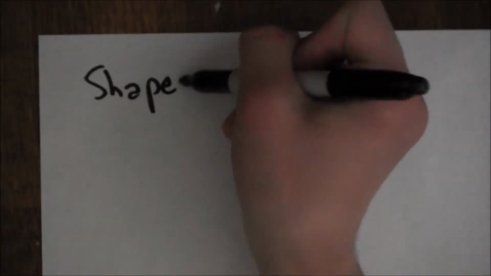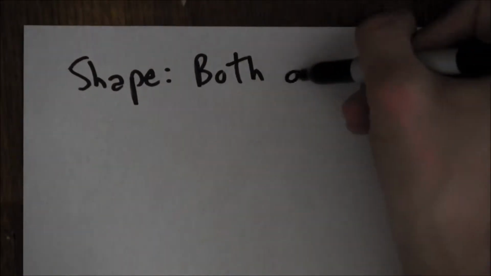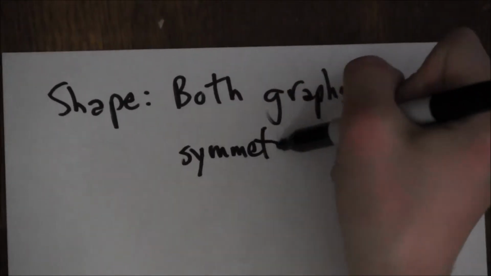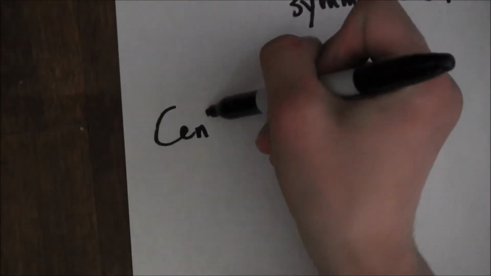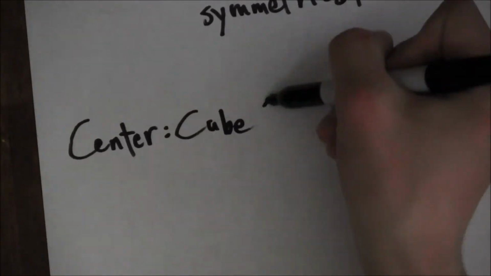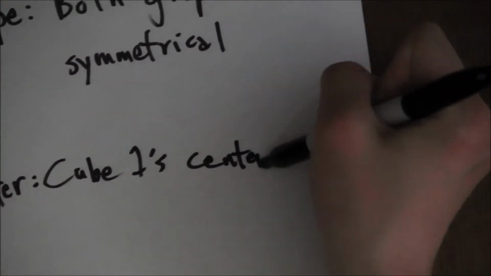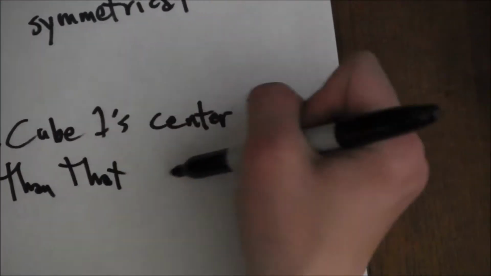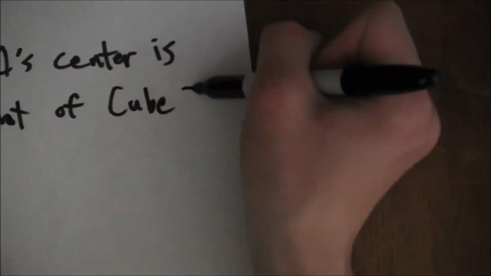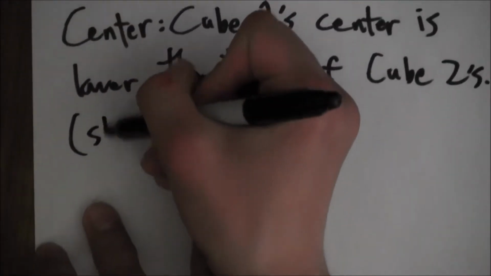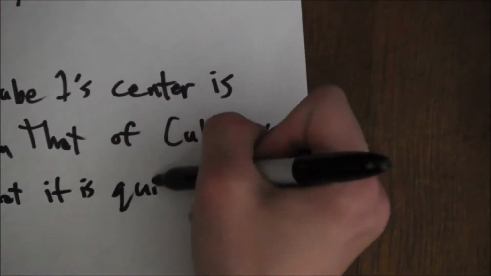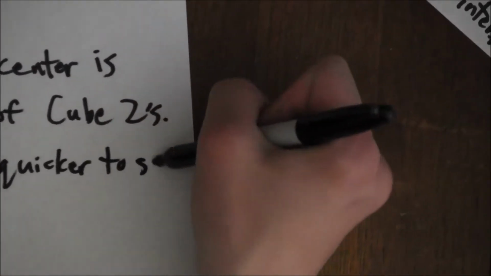Okay, so for shape, both graphs are symmetrical. For center, cube 1's center is lower than that of cube 2's. This shows that it is quicker to solve.